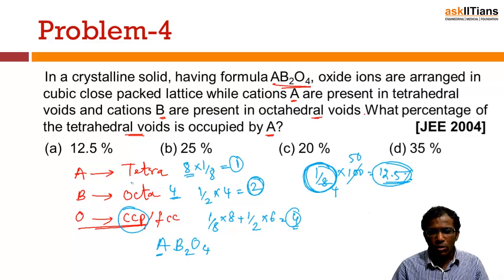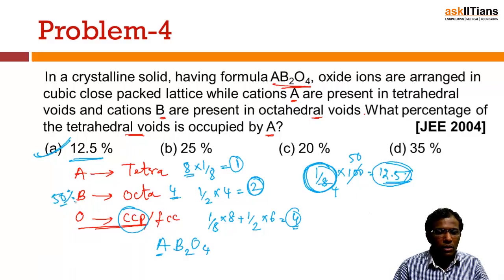12.5%. That means only 1/8 of the tetrahedral voids are filled. So, 12.5% of the tetrahedral voids are filled and 50% of the octahedral voids are filled, right. Out of 4 octahedral voids, only 2 will be filled up. So, this is the question. Basically this is about the spinel structure. If you understand the spinel structure, then you can easily solve this question without doing all this. So, let us move to the next problem.